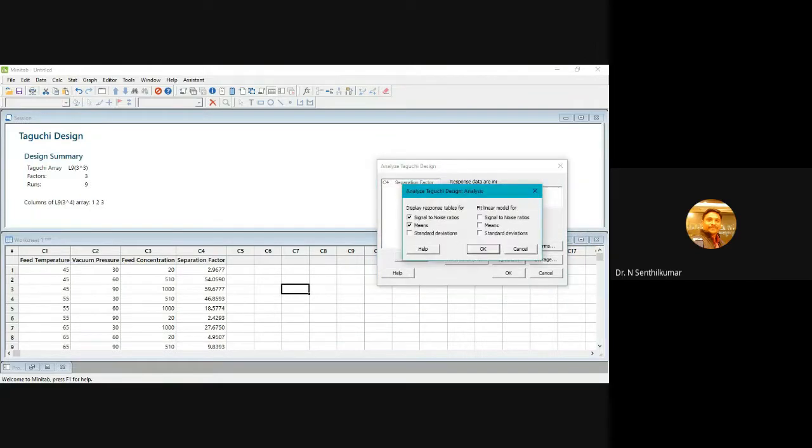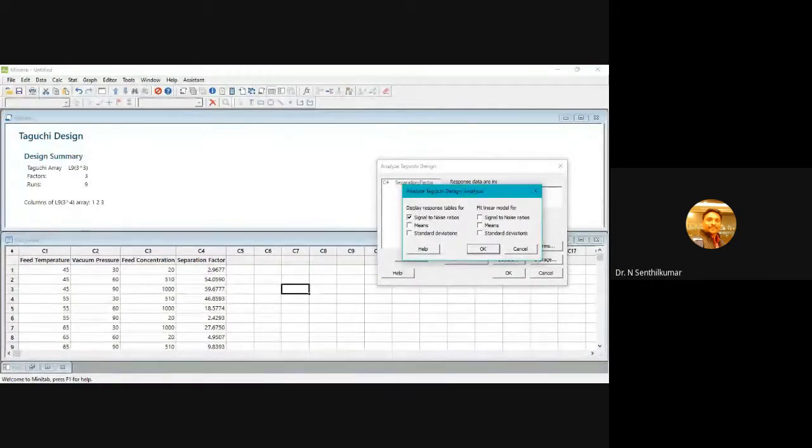Then Analysis. Analyze Taguchi design. Display the response table for the signal to noise ratio. The main effects plot will be drawn based on the response table, so I am going to determine this response table. Then Fit linear model. What does this actually mean? That is determining the ANOVA table for SN ratio. If I don't want the ANOVA table, just uncheck it. If I want the ANOVA table, we have to check it. Initially I am not going with this. I will tell later on.